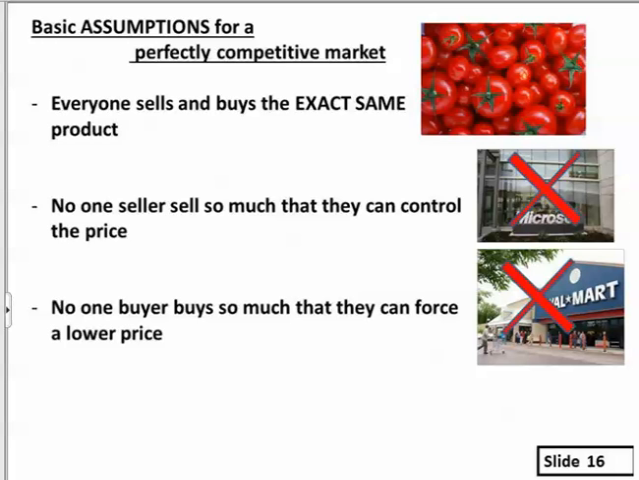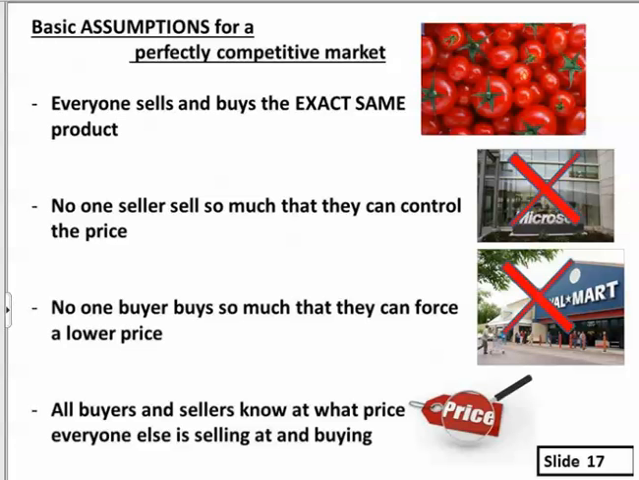Okay? So here's a case where they are forcing a company to do something to lower their price to that one particular buyer. In a perfectly competitive market, we have no buyers that buy so much that they can control the price. And then our final assumption, it may be a little unrealistic for real life, but it is the basic assumption for a perfectly competitive market, and that is that all the buyers and all the sellers know what everybody else is doing.